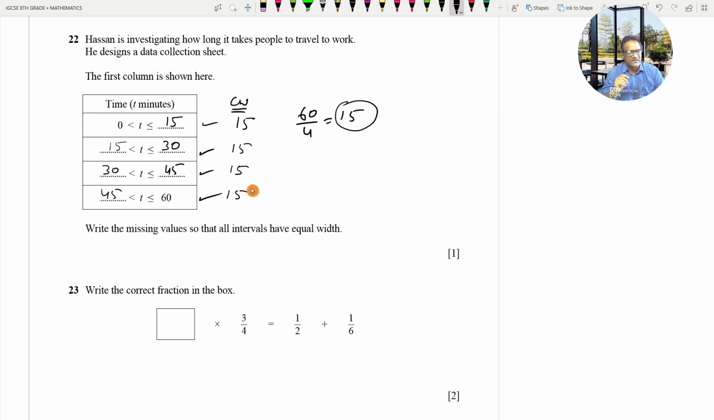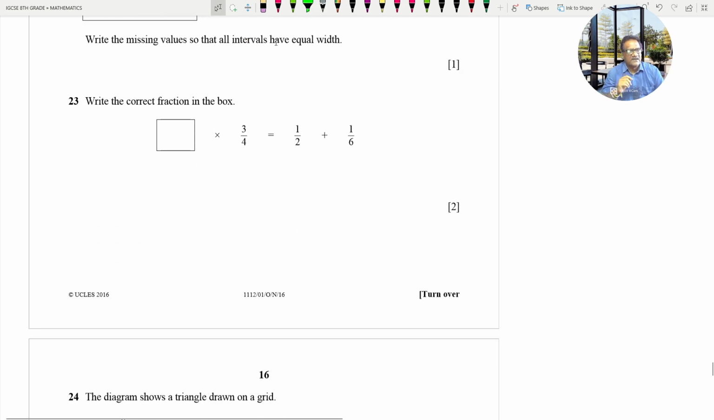Coming to question number 23. 23 says something in the box times 3 by 4 equals 1 by 2 plus 1 by 6. So let us try to see. For this 1 by 2 and 1 by 6, the LCM of 2 and 6 is 6. 2 into 3 is 6. 3 into 1 is 3. 6 into 1 is 6. 1 into 1 is 1. So this right hand side works out to 4 by 6.